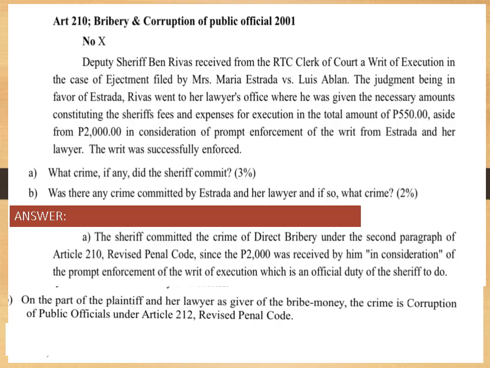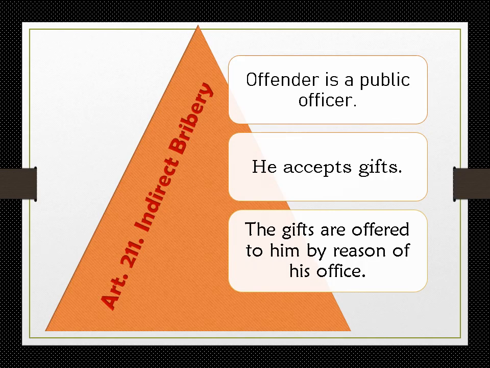Letter B is, was there any crime committed by the plaintiff Estrada and her lawyer, and if so, what crime? So on the part of the plaintiff and her lawyer as a giver of the bribe money, the crime committed is corruption of public officials under Article 212 of the Revised Penal Code. So we will go to Article 211, favorite also, bar topic. Indirect bribery. So the elements are, the offender is a public officer, and then he accepts gifts, and the gifts are offered to him by reason of his office.